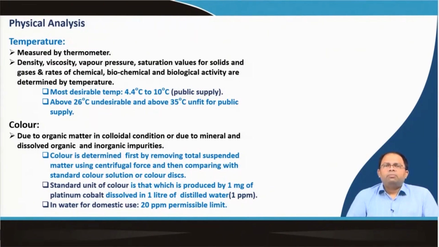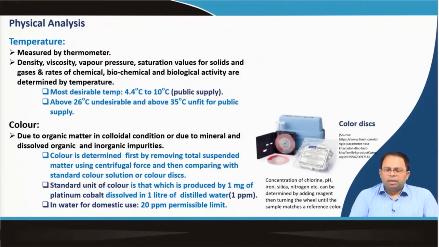So, 1 milligram of platinum cobalt dissolved in 1 liter of distilled water actually gives a color which is called the standard unit of color. Usually in domestic use, 20 ppm is the permissible limit for color. So, that means it is sort of a relative measure, you can understand that.